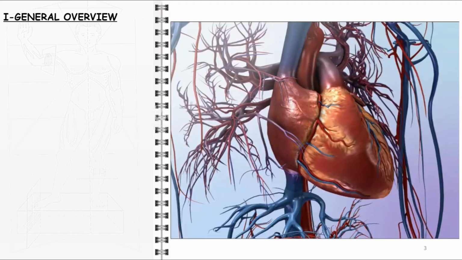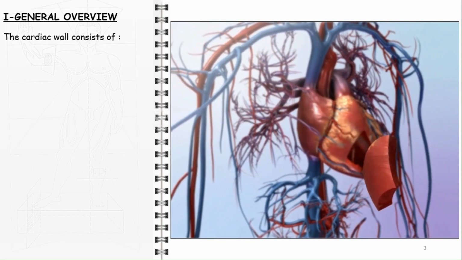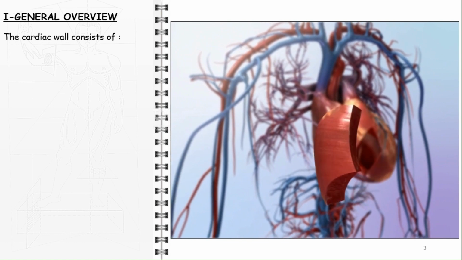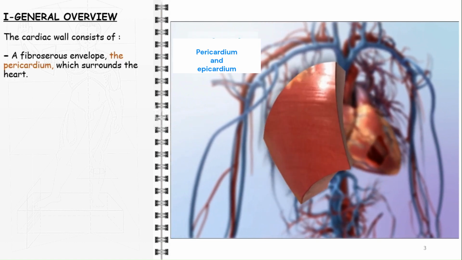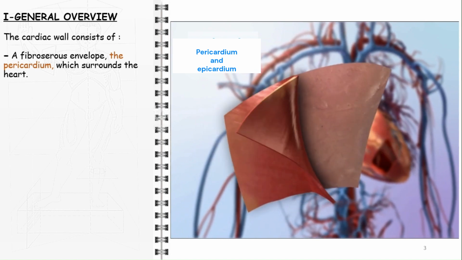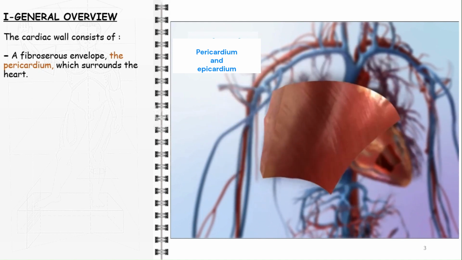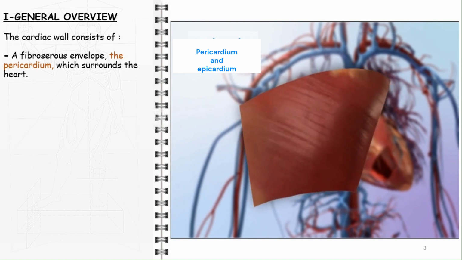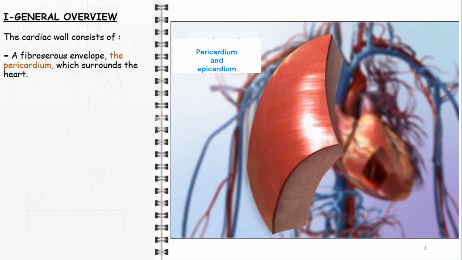The wall of the heart consists of a fibrous serous sac, the pericardium, which encloses the heart and is composed of two main parts: an outer fibrous pericardium, providing mechanical protection and anchoring the heart in place, and an inner serous pericardium, which includes the parietal layer lining the fibrous sac and the visceral layer, also known as the epicardium, which adheres directly to the surface of the heart and forms the outermost layer of the heart wall.